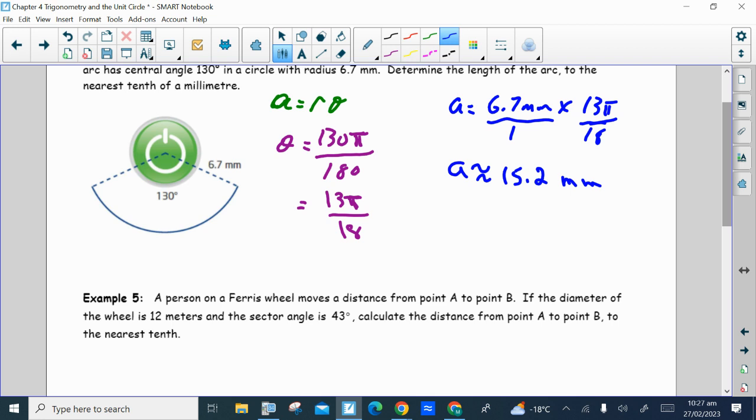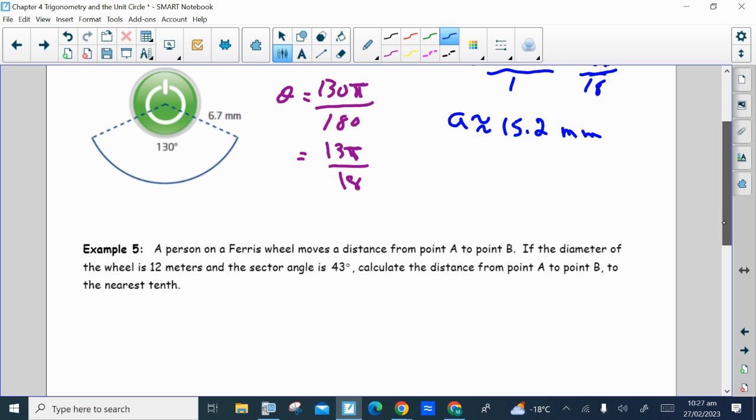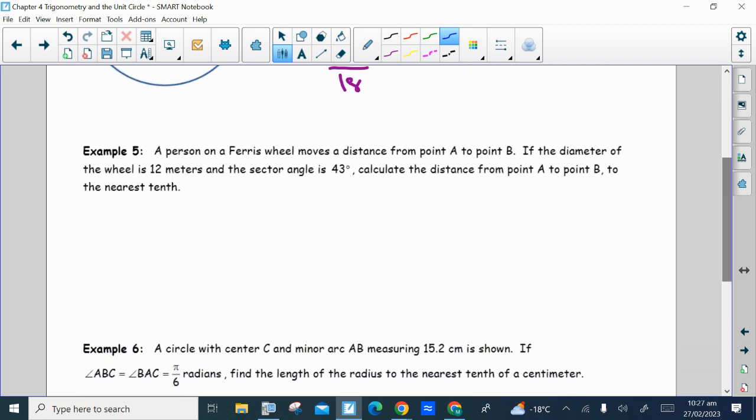Example 5. A person on a Ferris wheel moves a distance from point A to B. The diameter of the wheel is 12 meters. The sector angle is 43 degrees. Calculate the distance from A to B to the nearest tenth. So in this case, again, we want to find A, the arc length. Remember, the arc length is a portion of the circumference. So a person in a chair of a Ferris wheel is going to be moving around along the outside of that wheel. That is arc length.